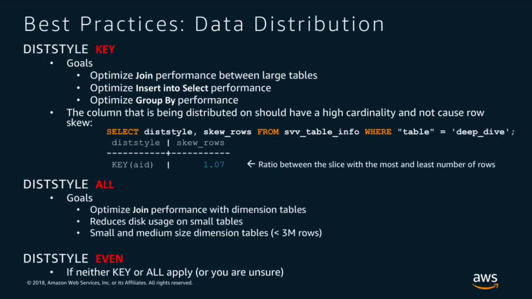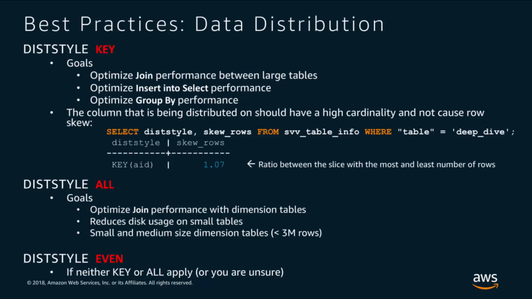So the best practices for data distribution, the most important piece is that if we're going to pick a key, that it doesn't cause any skew. Now I have a SQL query here up on the screen, which queries the svv_table_info table. And within that table, there's a column called skew_rows. Ideally, you want the value in that column to be as close to 1 as possible. What that value represents is the ratio between the slice with the most amount of data and the slice with the least amount of data.